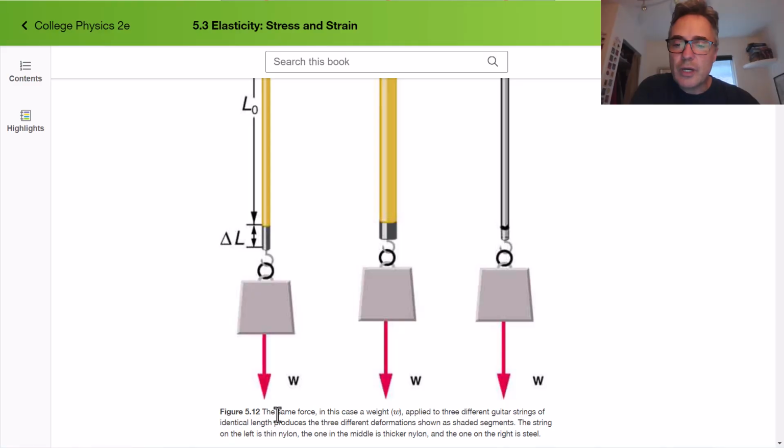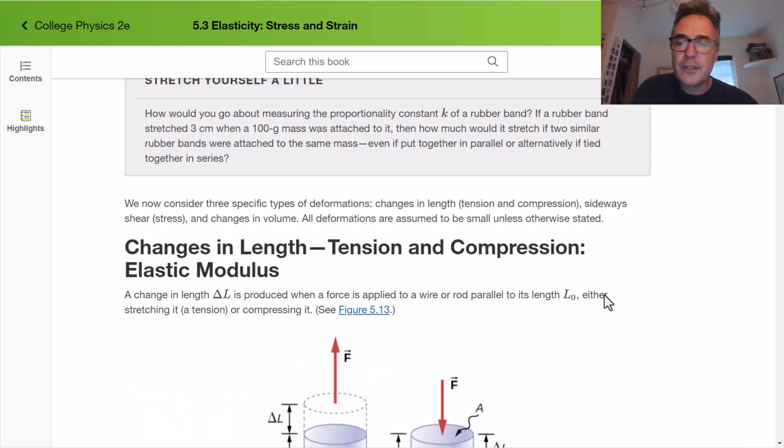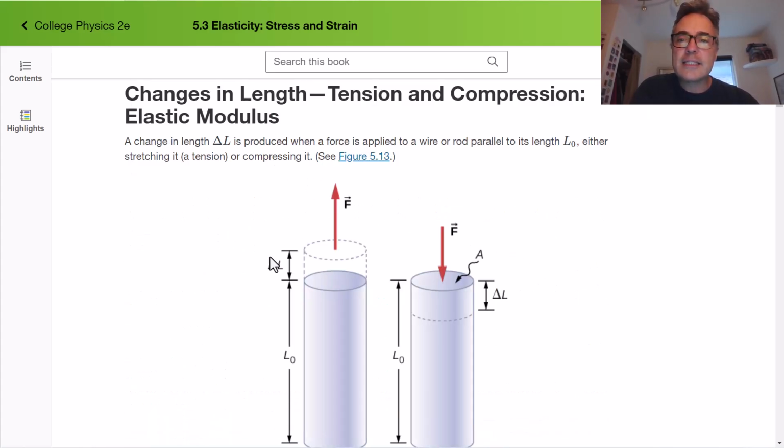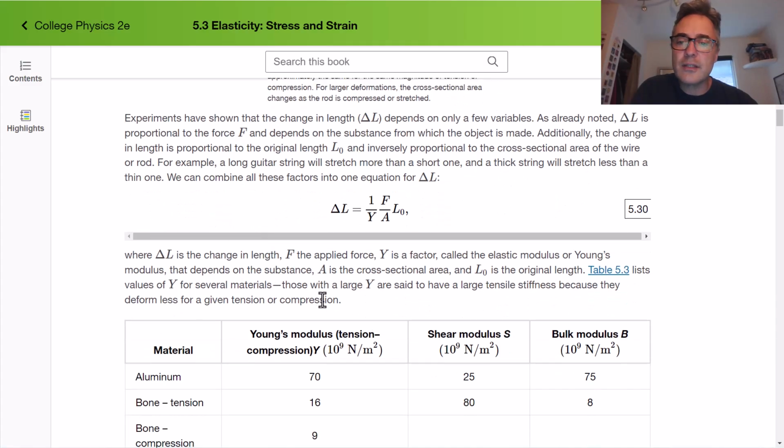Figure 5.12 is showing you how the same force can produce different delta L's for different guitar strings: same material but thicker, or a different material. There's something called the elastic modulus, here also called the Young's modulus. It has a letter symbol Y. And here's another formulation of Hooke's law: delta L is 1 over Y times F over A L sub 0.